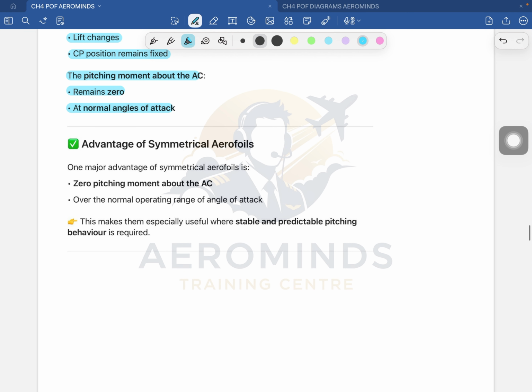Then advantage. One major advantage is the zero pitching moment about the aerodynamic center over the normal operating range of the angle of attack. This makes it especially useful in control surfaces. The control surfaces are symmetrical aerofoils.